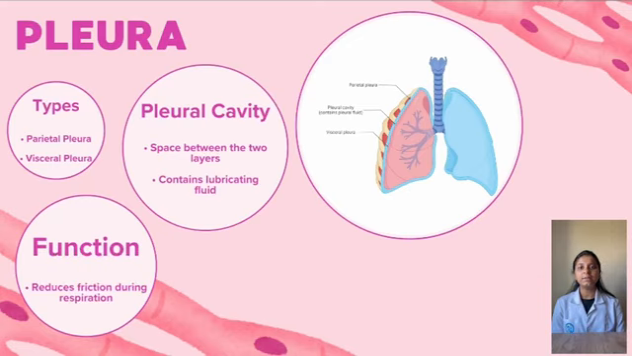The pleura is of two types: the parietal pleura, which lines the thoracic wall, diaphragm and mediastinum, and the visceral pleura, which closely covers the surface of the lungs. Between these two layers lies the pleural cavity, which contains a small amount of fluid that reduces friction during breathing.